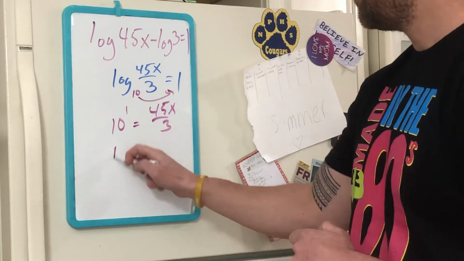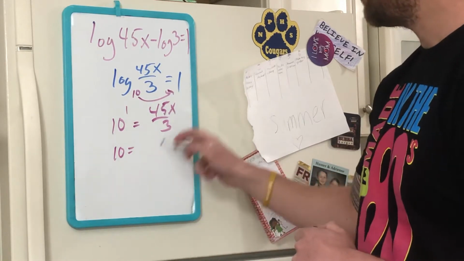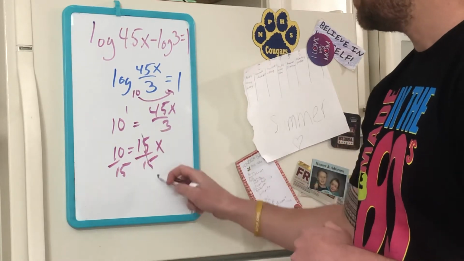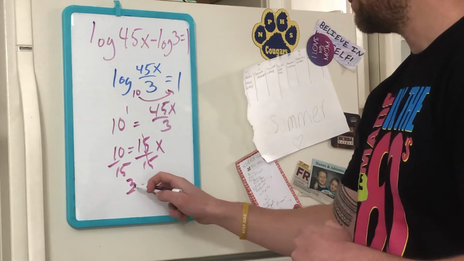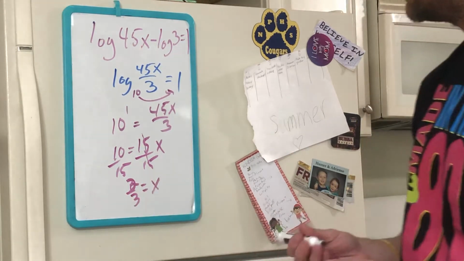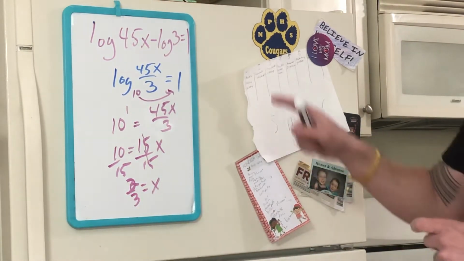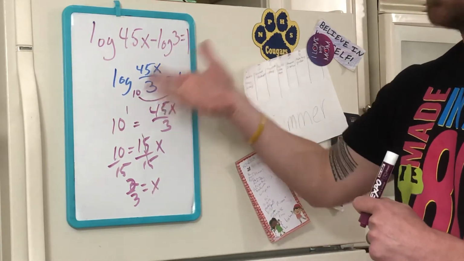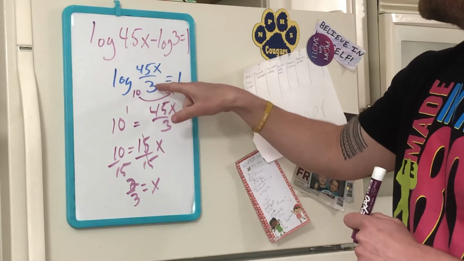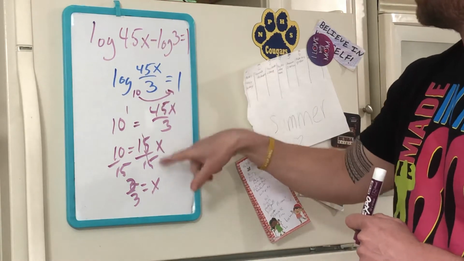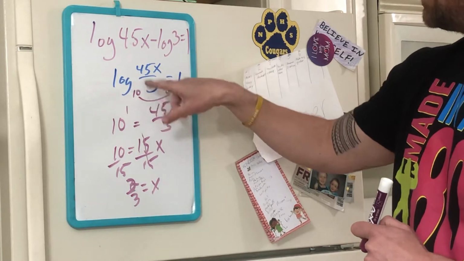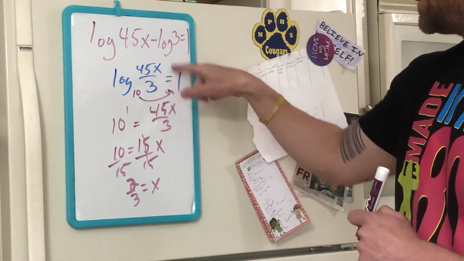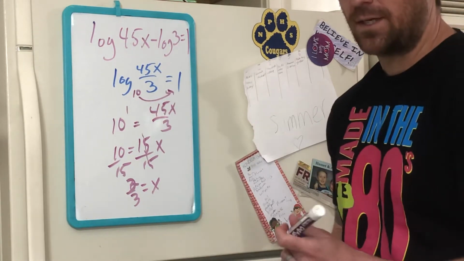10 to the first simplifies to 10. 45 over 3 is 15. And then we just divide both sides by 15. So x equals 2/3. Okay, so one more time. When we subtract, we're really dividing. It's the same thing. When we expand and condense, 45 divided by 3 is 15x. And then this base right here, there's no base, so that means it's 10. 10 to the first power is this, and then we just solve for x from there.